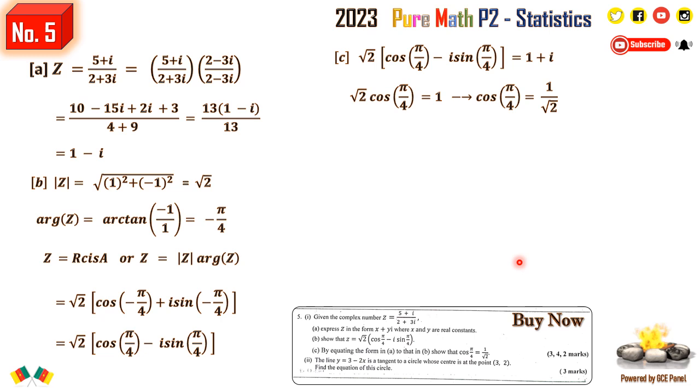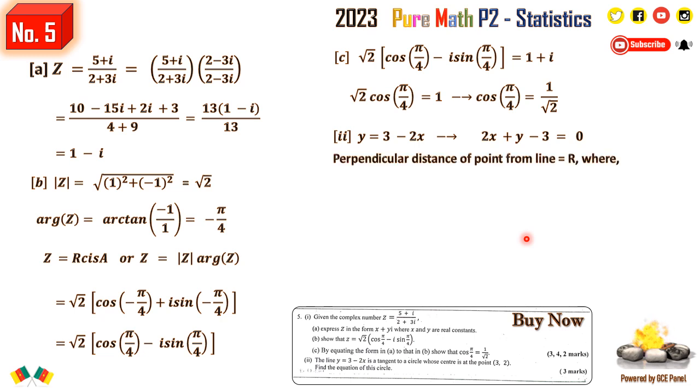Again, if this line is a tangent to the circle, if you can find the perpendicular distance from this line to the center of the circle, that is going to give us the radius, as you already know, right? And we can now use that to form the equation of the circle. So y is equal to 3 minus 2x implies 2x plus y minus 3 equals 0. So how do we find the perpendicular distance of a line to a point?